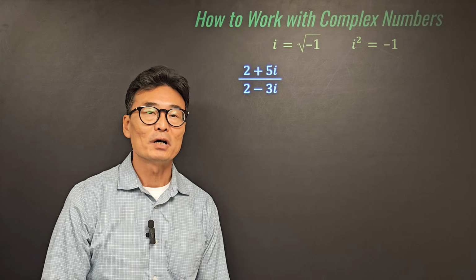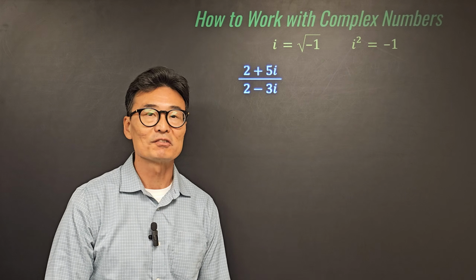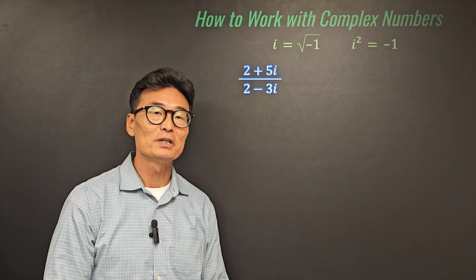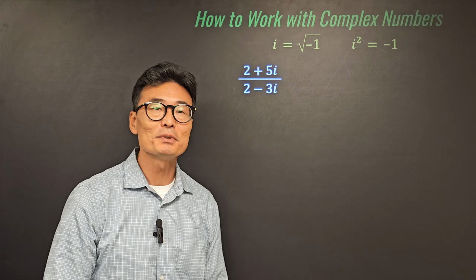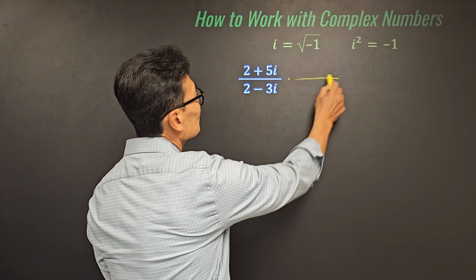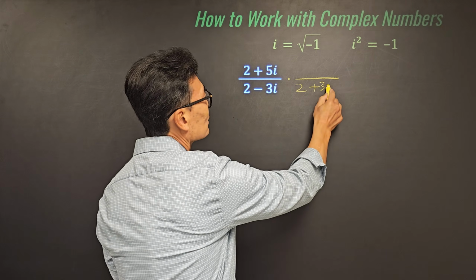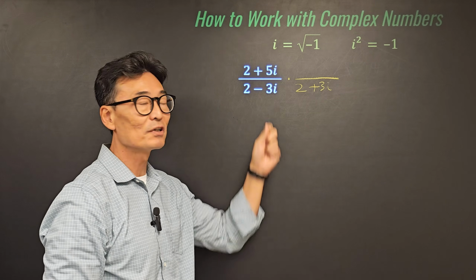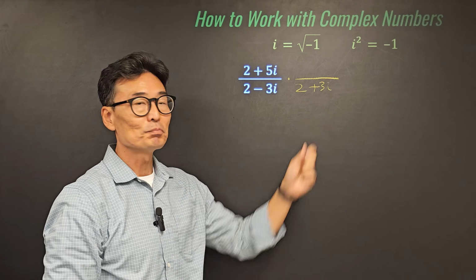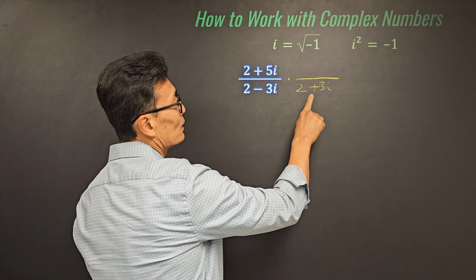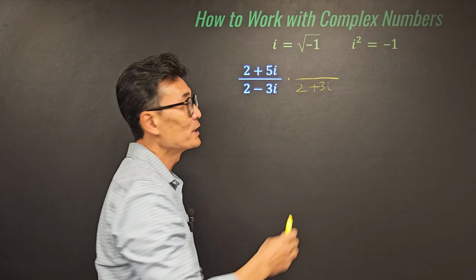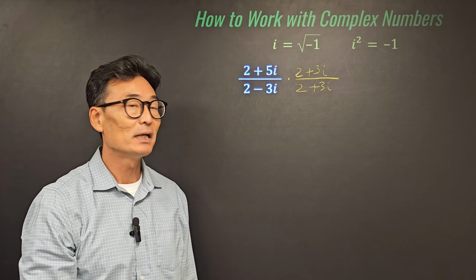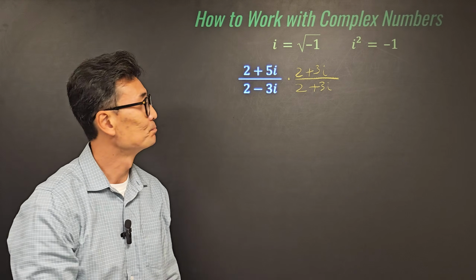Here's another example of a fraction that has a complex number in the numerator and also the denominator. Just like we did in our other example, I'm going to be multiplying the denominator by its conjugate. Again, the 2 doesn't change. We're going to multiply by the opposite of negative 3i, which is plus 3i. If I multiply the bottom by 2 plus 3i, we most certainly have to multiply the top by 2 plus 3i also.